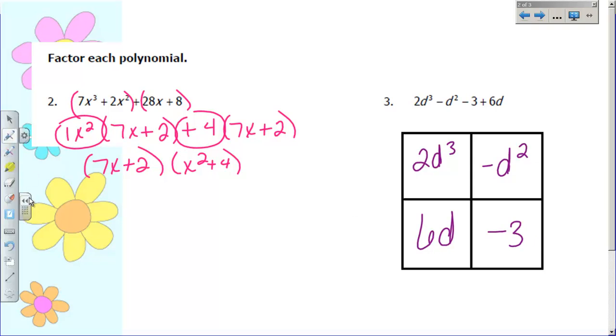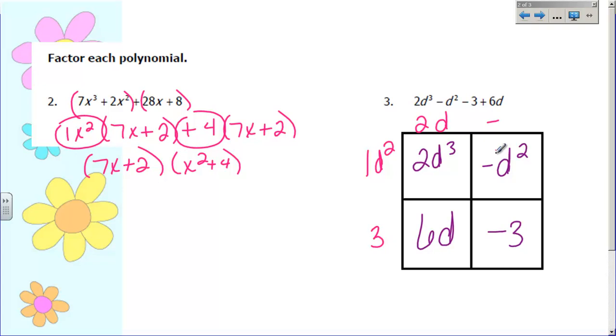Now we're going to pull out greatest common factors. So this row right here, my greatest common factor for 2d to the third and d squared is going to be a 1d squared. Then this row down here, 6d and negative 3, the greatest common factor is going to be a 3. And then for this column, the greatest common factor is going to be 2 and a d, because for 2 and 6, the greatest common factor is 2, and then d cubed and d is a d. This column, since they're both negative, my greatest common factor is going to be negative. And there's a 1 here in front of this, so the greatest common factor for 1d squared and 3 is just going to be 1.